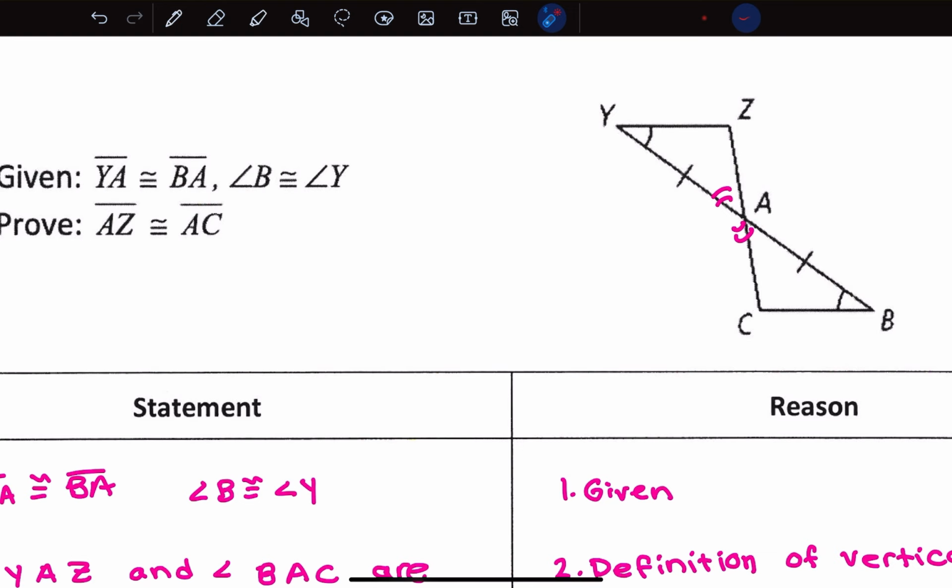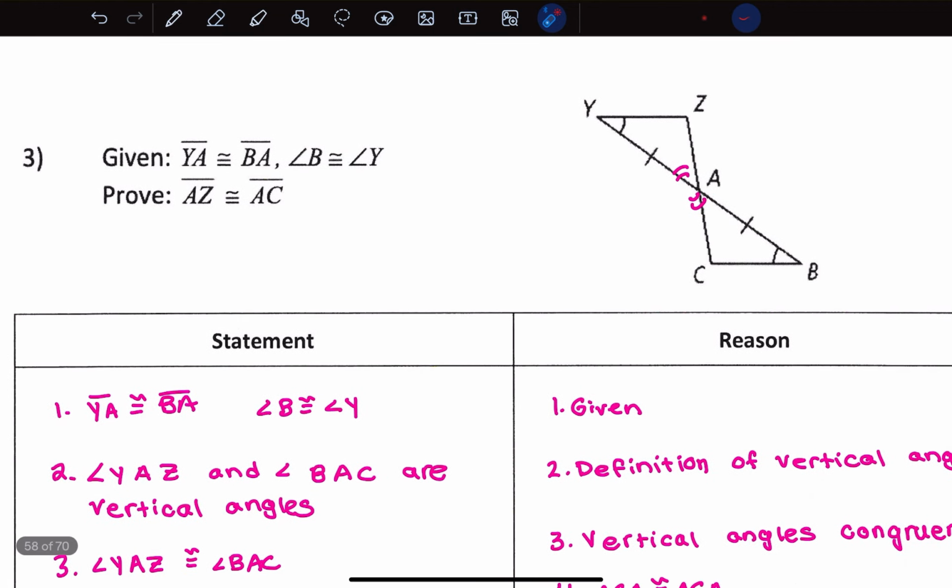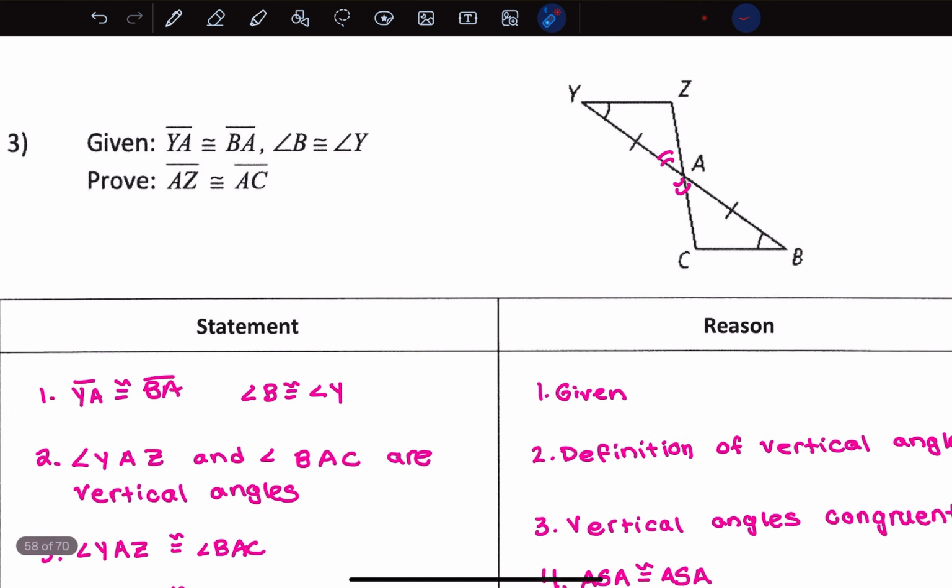Now, just like I was talking about before, you should see the familiar format, the bow tie, and say, oh, vertical angles. So I know 2 of my lines in my proof are going to have to be that angle ZAY and angle CAB are vertical. Because they are vertical, they are congruent based off of the fact that they are vertical. So, as you can see, that is my first 3 lines. Given, definition of vertical angles, congruent.